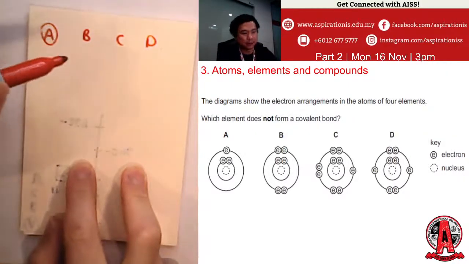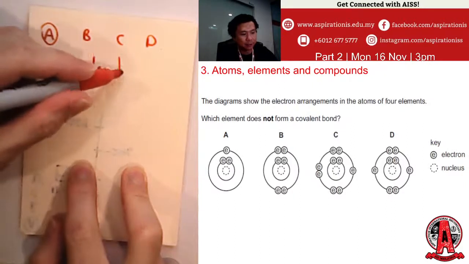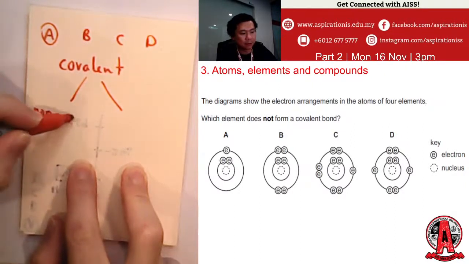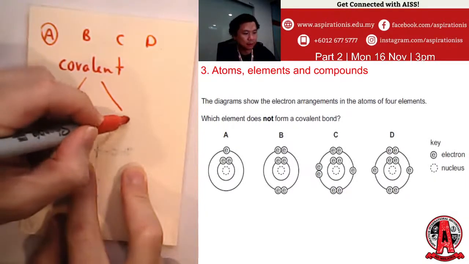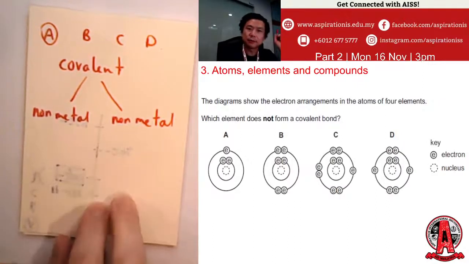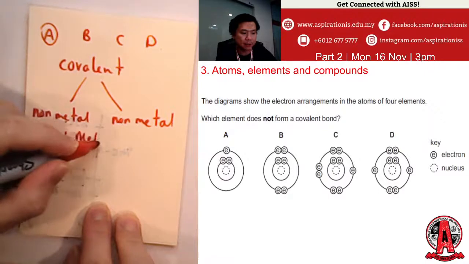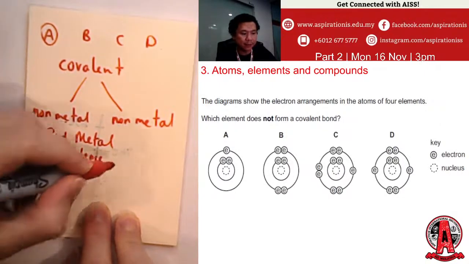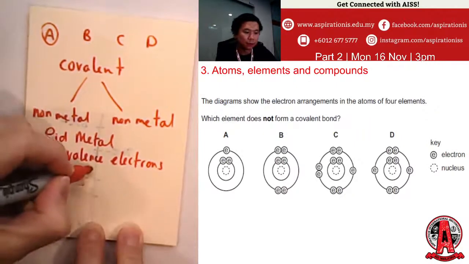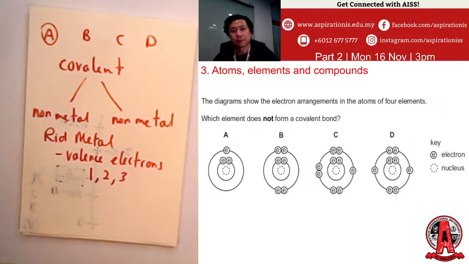Now, you need to understand, covalent bonds are formed between atoms of non-metal and non-metal. So non-metal and non-metal atoms react, share electrons, and they form covalent bonds. So in this question, you are trying to get rid of the metal, right? Metals have valence electrons of 1, 2, or 3, right? So automatically we know that A is a metal. So A does not form covalent bonds because covalent bonds are formed between atoms of non-metals.